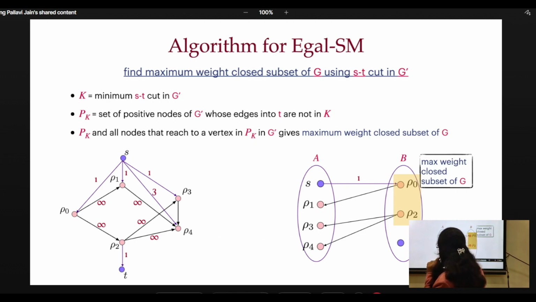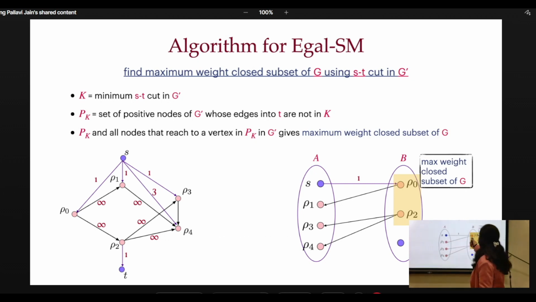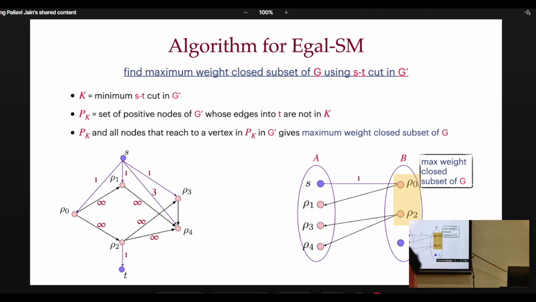Correct, right. So basically you need to check which vertices have a path to rho 2. So do you have a path from rho naught? Rho naught, you have rho 1, rho 3, rho 4.